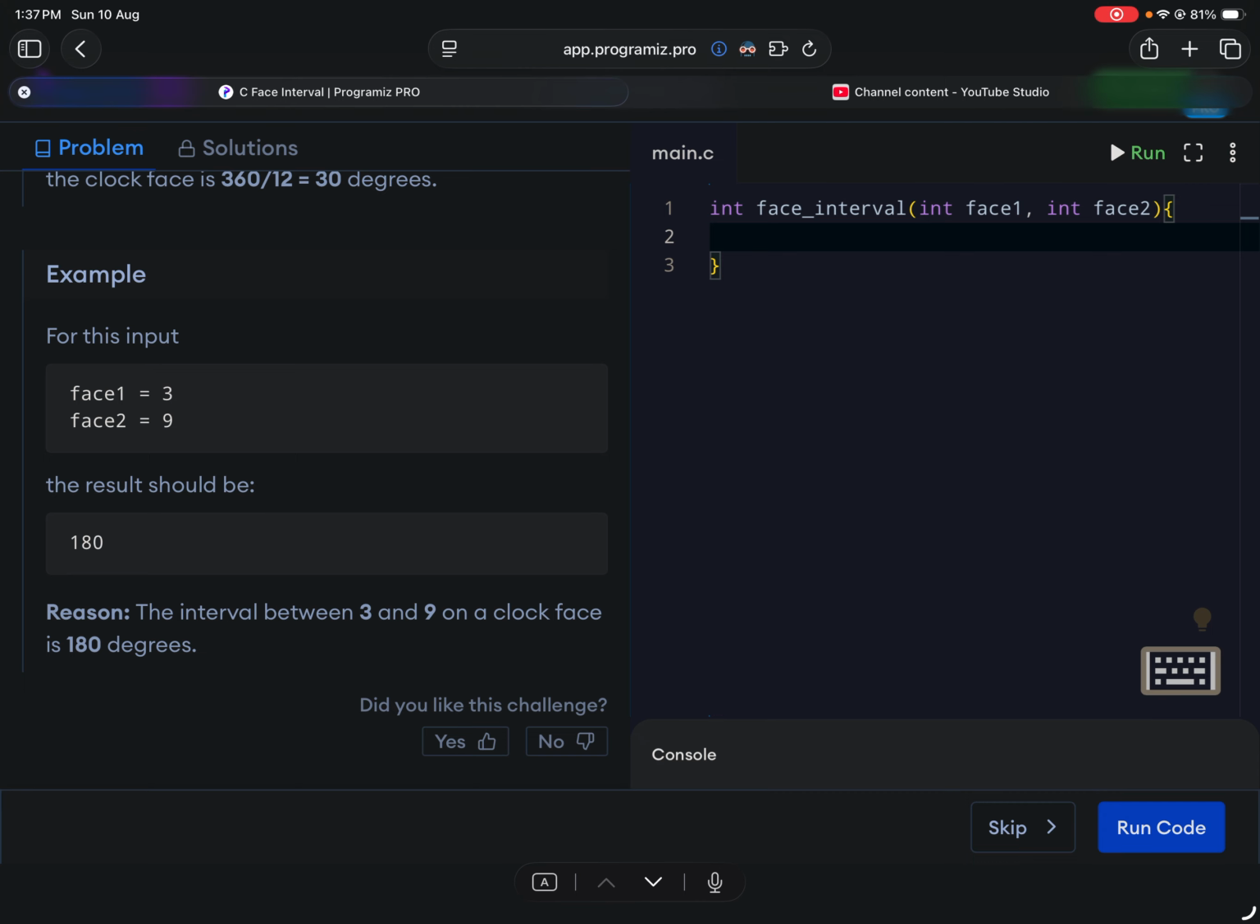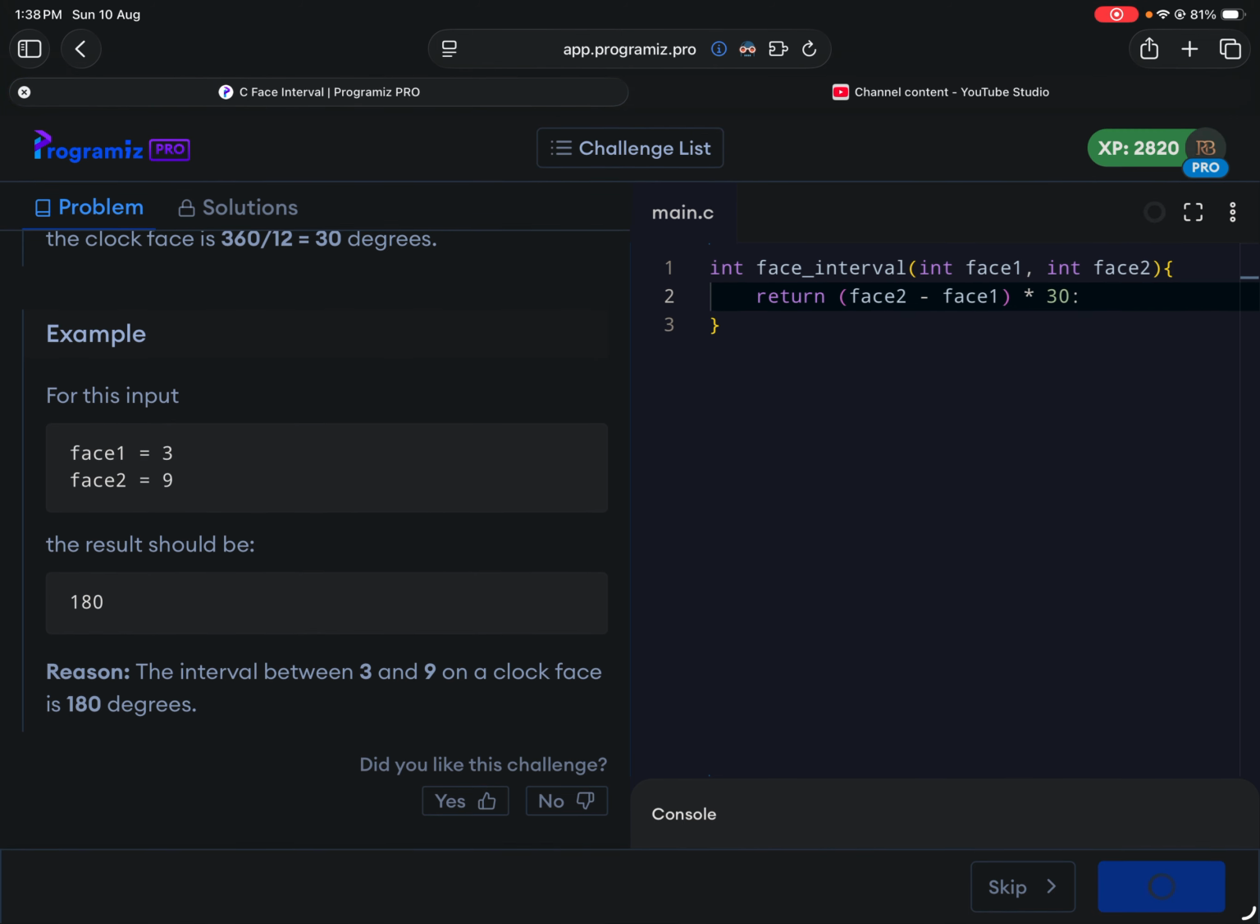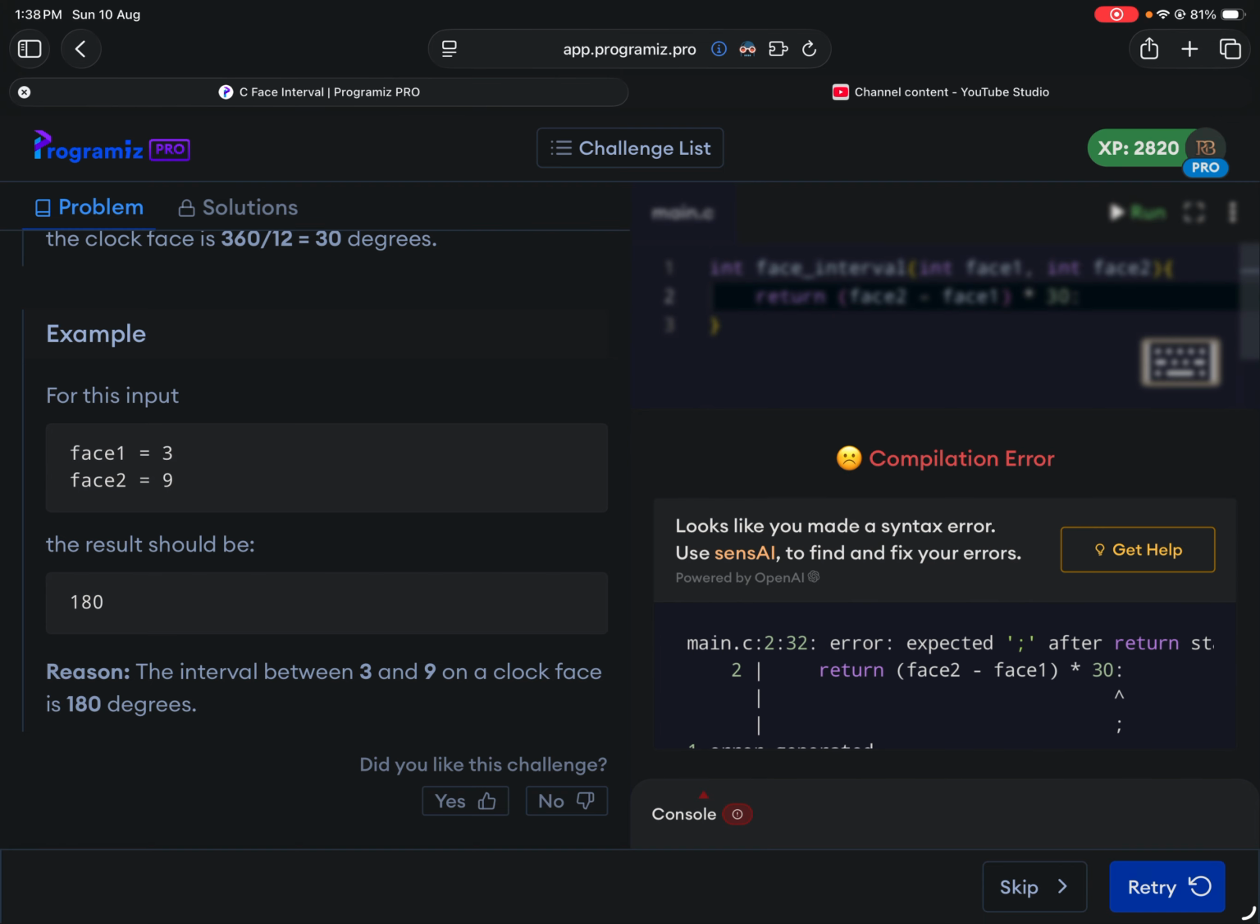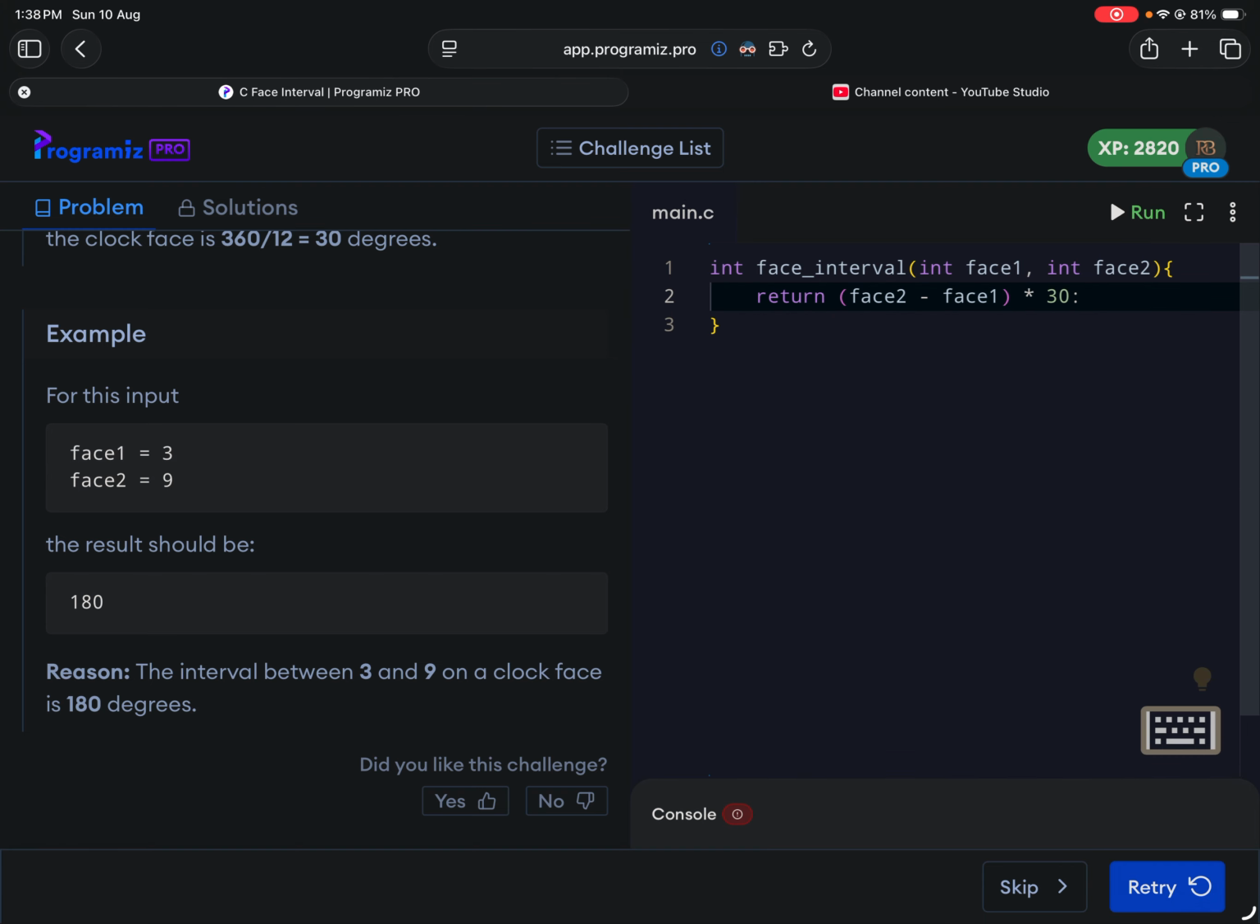In order to do that, perhaps what we can do is phase 2 minus phase 1, into 30. Okay, let's just run the code. What happened? Okay, the semicolon was missing. Let's run it.